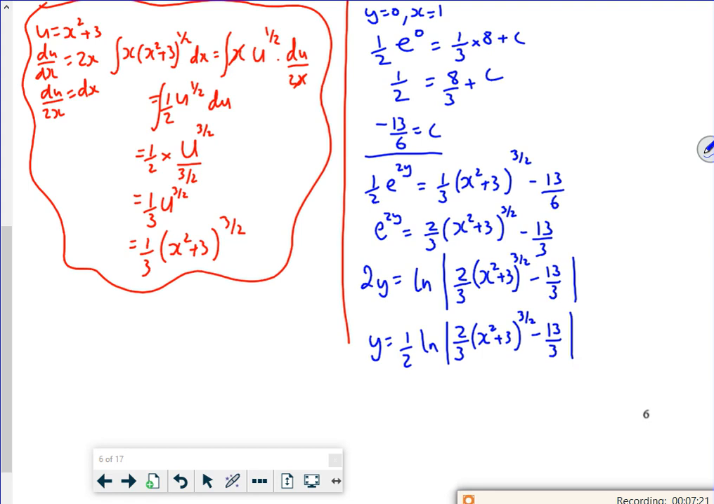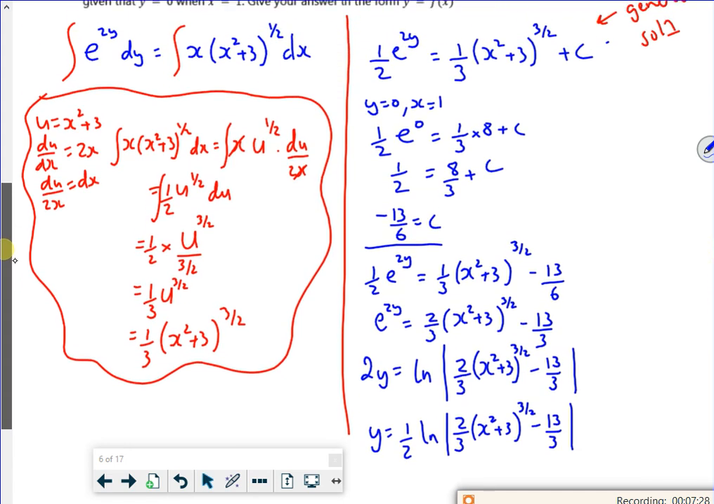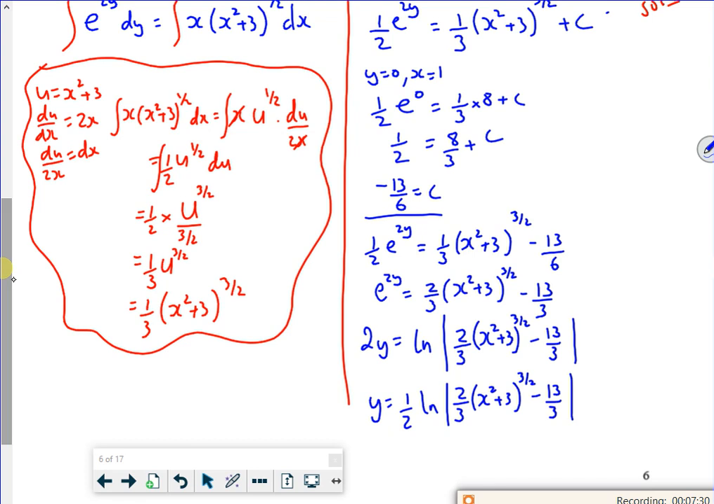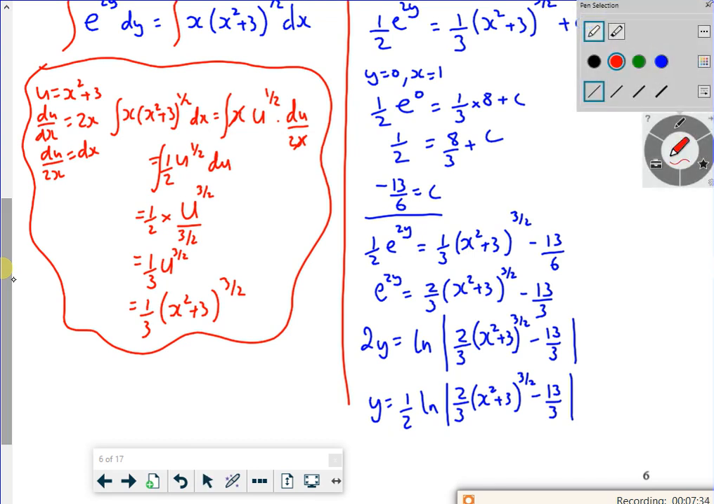And that's the same as the answer in the pack, so I must be doing it right. What do you reckon with that one? I've got a general solution, now I've got a particular solution down the bottom here.